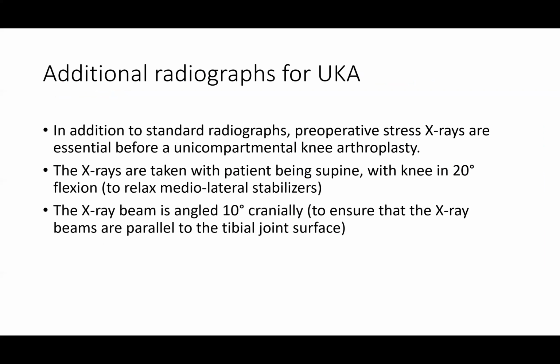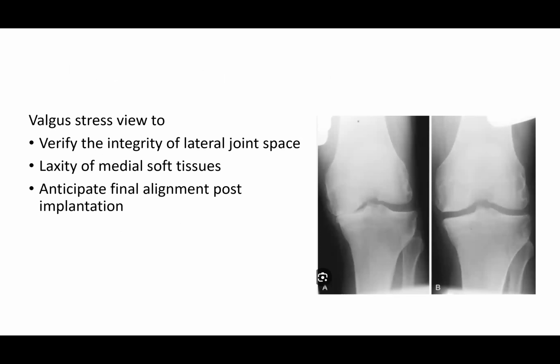The X-rays are taken with the patient supine and the knee in 20° flexion, which is to relax the medial and lateral stabilizers. Then the X-ray beam is angled 10 degrees cranially to ensure that the beam is parallel to the tibial joint surface. The valgus stress view is obtained for a medial UKA. This is done to verify the integrity of the lateral joint space, laxity of the medial soft tissues, and anticipate the final alignment post implantation.